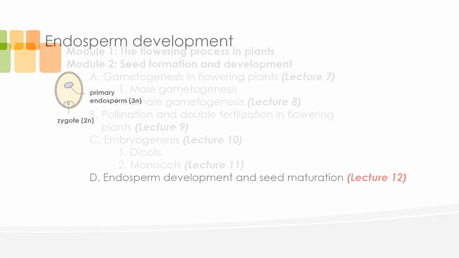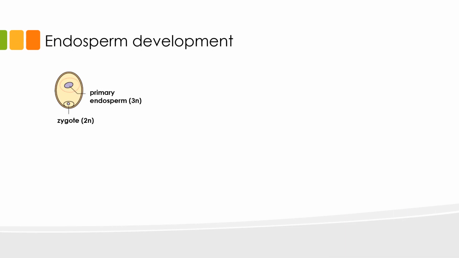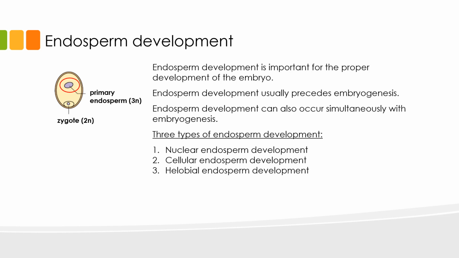maturation. Endosperm development is important for the proper development of the embryo. It can occur before or simultaneously with embryogenesis. There are three types of endosperm development depending on the plant species. These three types are the nuclear endosperm development, cellular endosperm development, and helobial endosperm development. In the succeeding slides, we will look at the properties of each type of endosperm development.